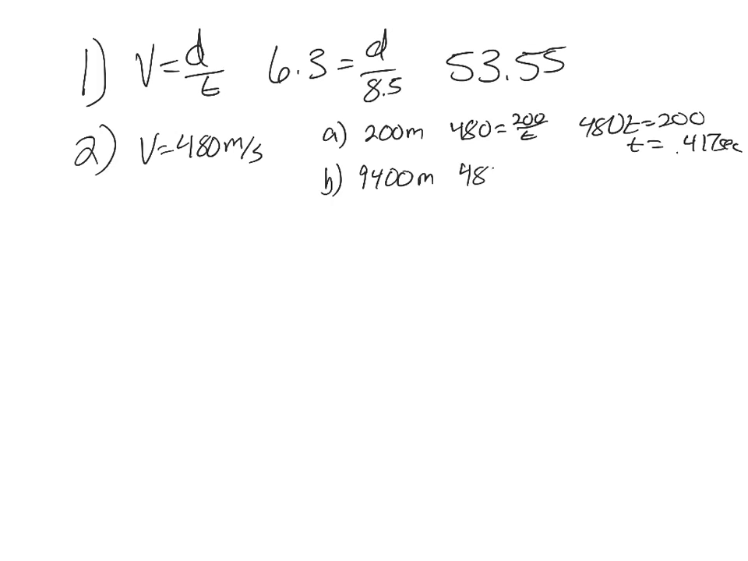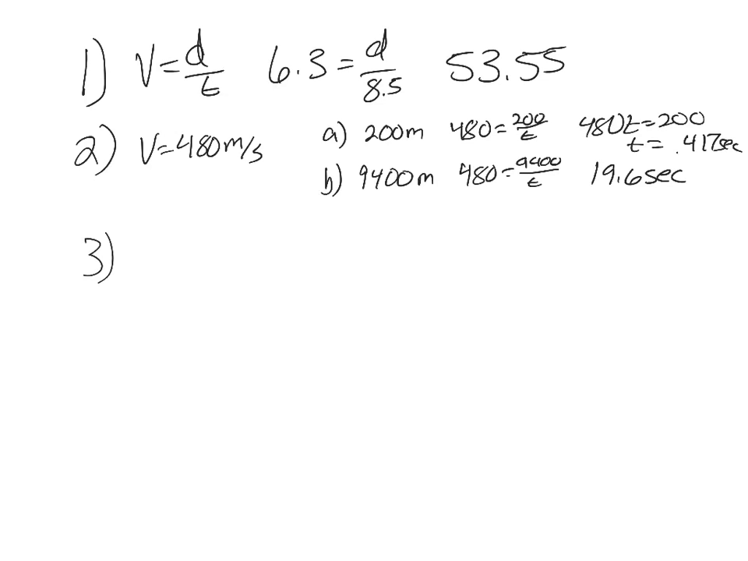For B, you got to get that into meters first, so that's 9,400 meters. So 480 is equal to 9,400 divided by t. And if you solve for that, the same way we solved for this one up here, you would get 19.6 seconds.